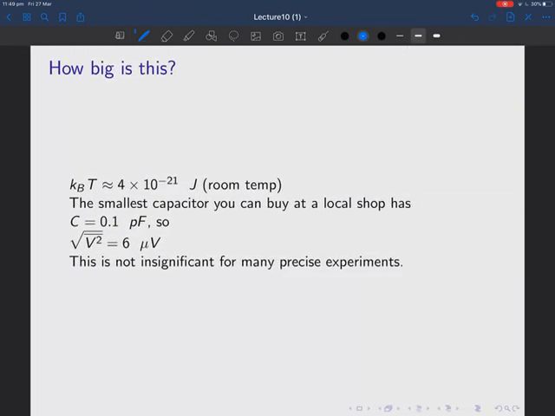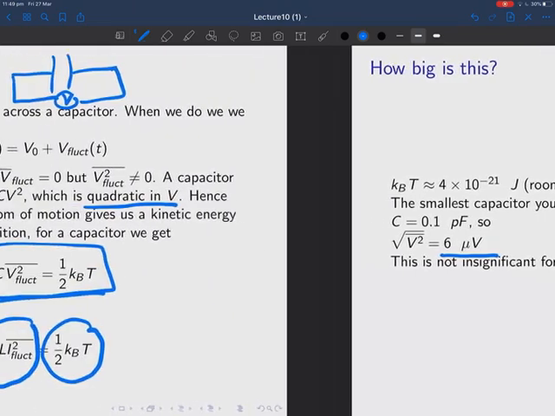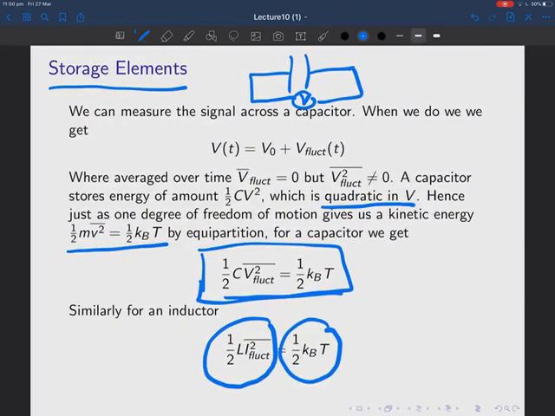How big is this? Well, at room temperature, k_BT is about 4 times 10 to the minus 21 joules. The smallest capacitor you can buy at a local store has a capacitance of about 1 picofarad, okay, and so the average value of V squared corresponds to about 6 microvolts for that capacitor. And that's not insignificant in many precise experiments. So that gives you an idea that this kind of noise, due entirely to thermal effects, you can see there's a k_BT there, is not insignificant.